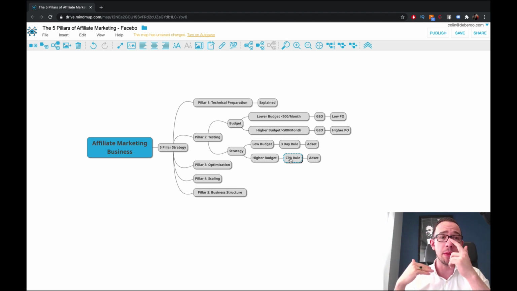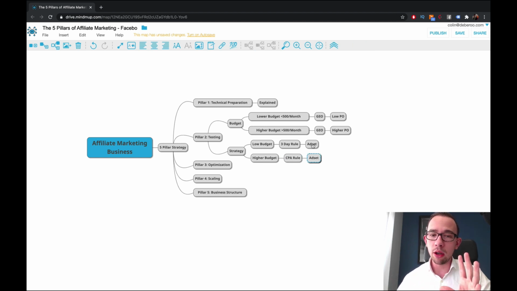That's why we say higher payout offers, because they would need more data to get a single conversion. That's why we also need more spend. The odds of conversions on a $5 product are relatively different than a $50 product. That's why we apply these different rules on ad set level.